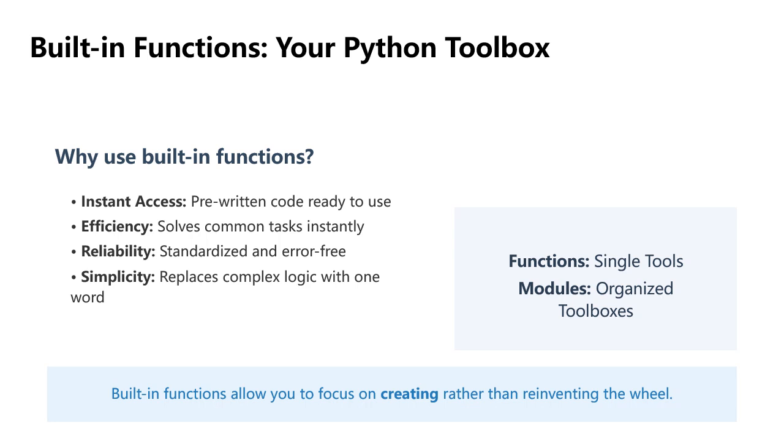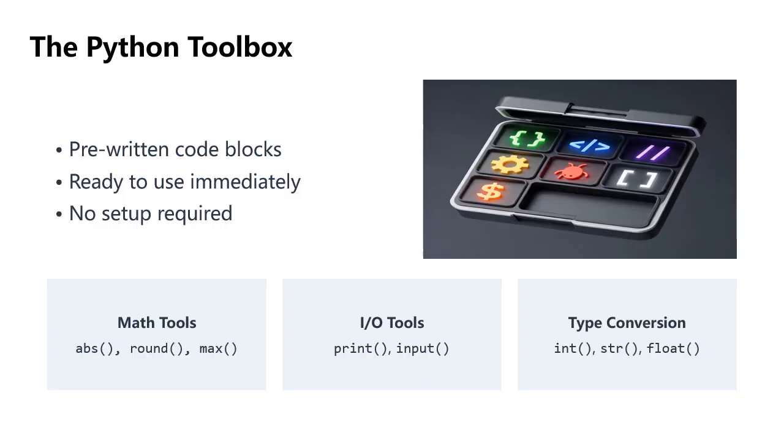single line of code. Throughout this session, we'll distinguish between functions, which are our single tools, and modules, which are larger organized toolboxes containing many related functions. Think of built-in functions as a set of professional tools that come pre-installed and ready to go the moment you open Python. These are pre-written code blocks. The beauty of these functions is that you don't need to define them or understand the inner complexity before using them. They are designed to be used immediately to solve common tasks.